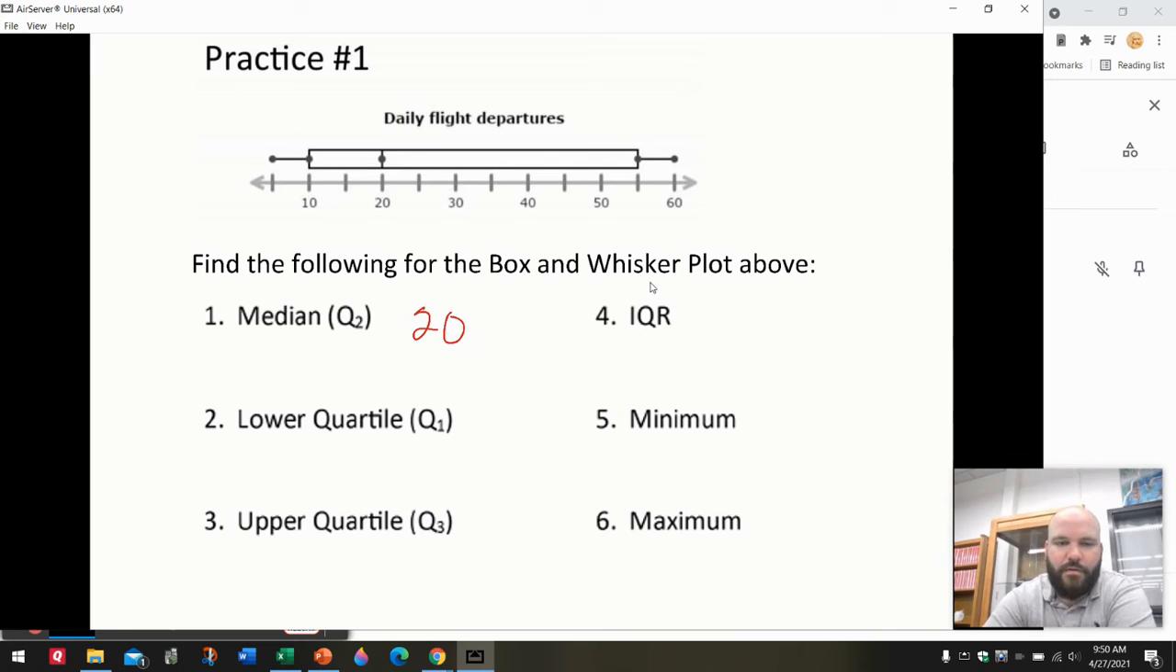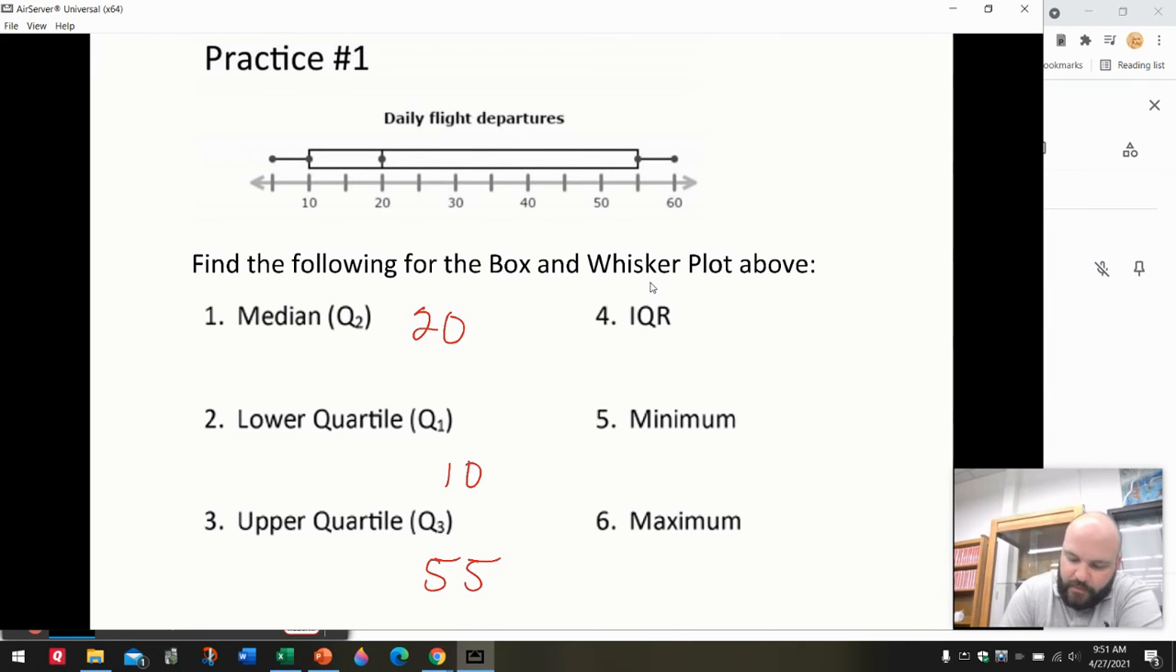Now, number 2 asks you to find the lower quartile. The lower quartile is the beginning of the box. So in this case, right there would be the lower quartile, and you can see that would give us a value of 10. The next one asks us to find the upper quartile, and the upper quartile is the end of the box if you're reading the box left to right. So right there is what's called the upper quartile. And so that value is right smack in the middle of 50 and 60, which means it is 55.